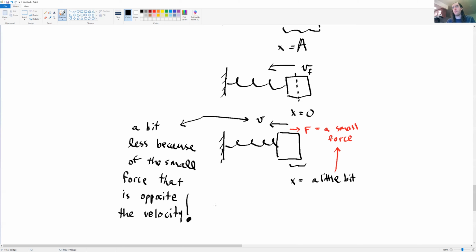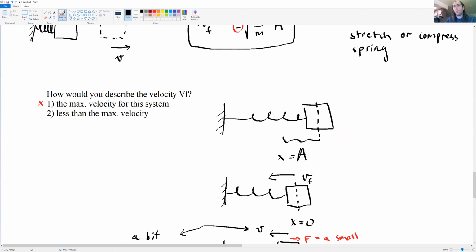Okay? So the answer there on that one was 1. Maybe I should have put a check mark or circled it instead of putting an X. That's the correct answer there.